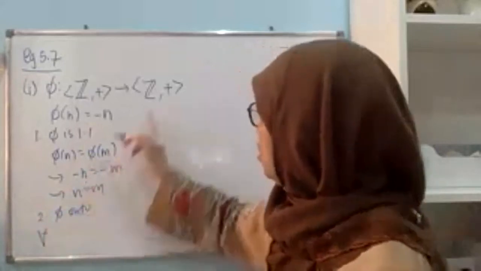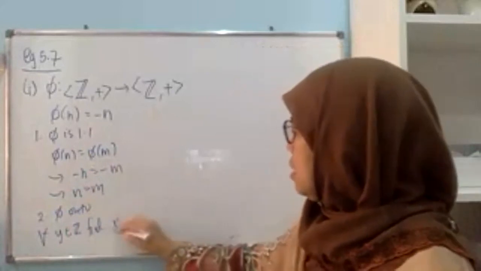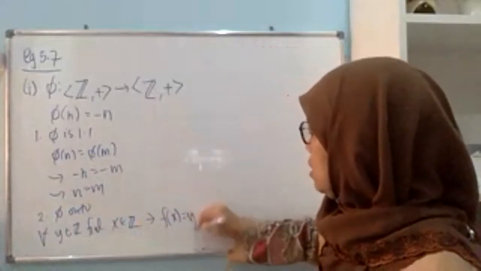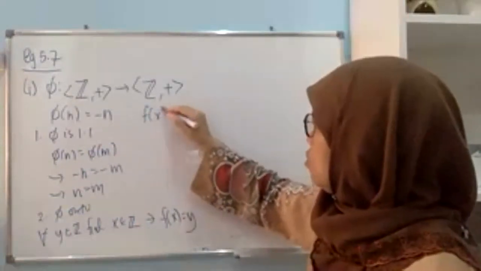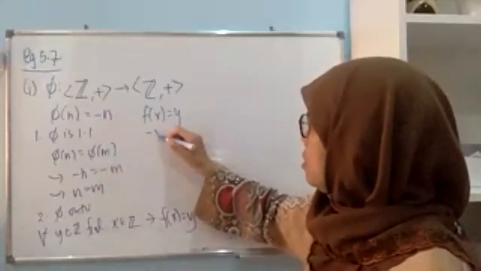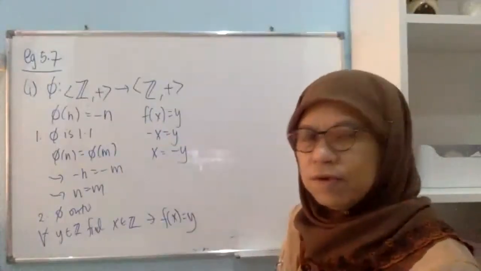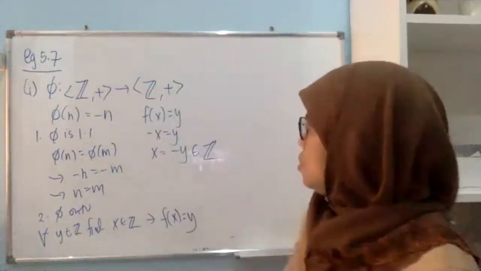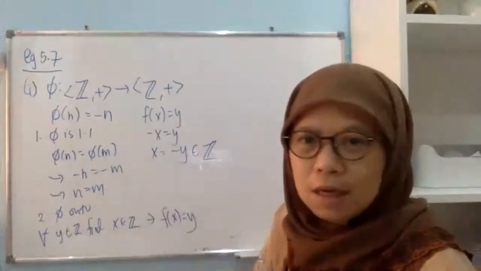for all y in Z, find x in Z such that phi of x is y. So you put in phi of x is y, so negative x is y, so x is negative y. So just take the negative, right? And it's also in Z. Make sure you double check this is also in Z. So given any y, what is the x? X is just the negative of the y.